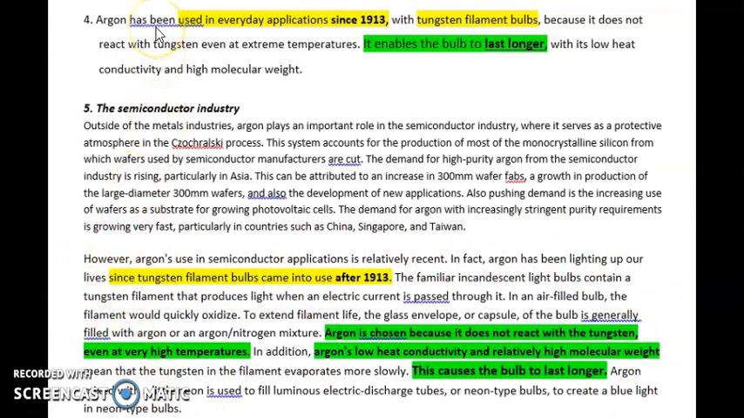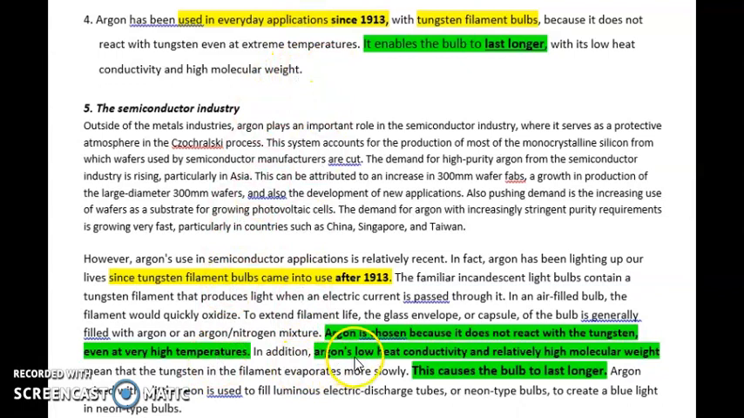So argon has been used in everyday applications since 1913. It also says this here. And with tungsten filament bulbs, we use it for this purpose. Why? Because it does not react with tungsten even at extreme temperatures. It says here, argon is chosen because it doesn't react with the tungsten even at very high temperatures. It is the same idea.